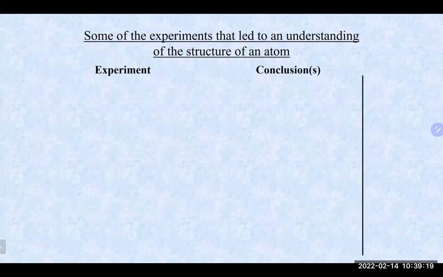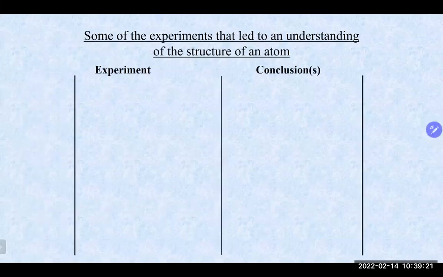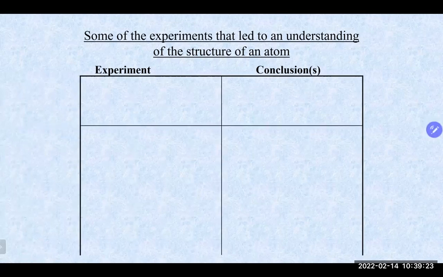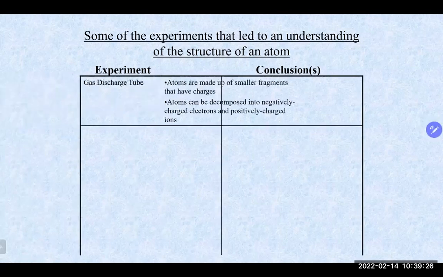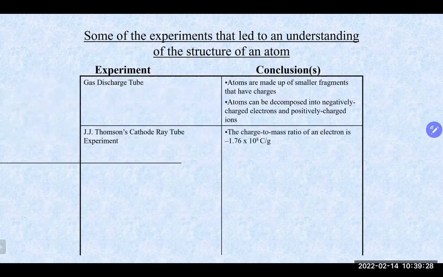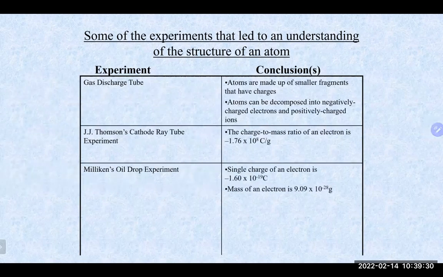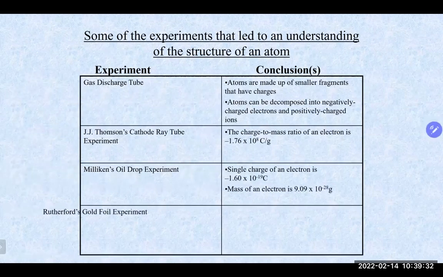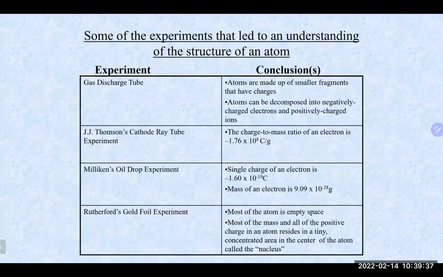So here's just a table of some of the experiments that we talked about that helped us understand the structure of the atom. We had our CRT experiments, our Millikan oil drop experiments, and then our Rutherford experiment at the end. And again, just a summary of all that. The first couple led to the mass of an electron, and the Rutherford experiment led us to a better understanding of what the structure of the atom really is.